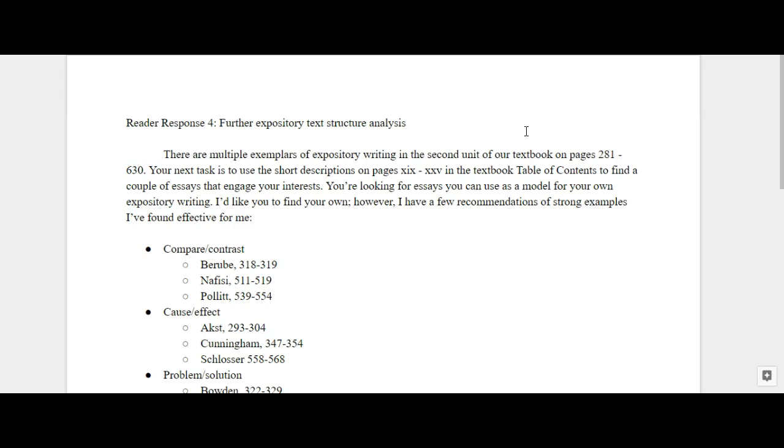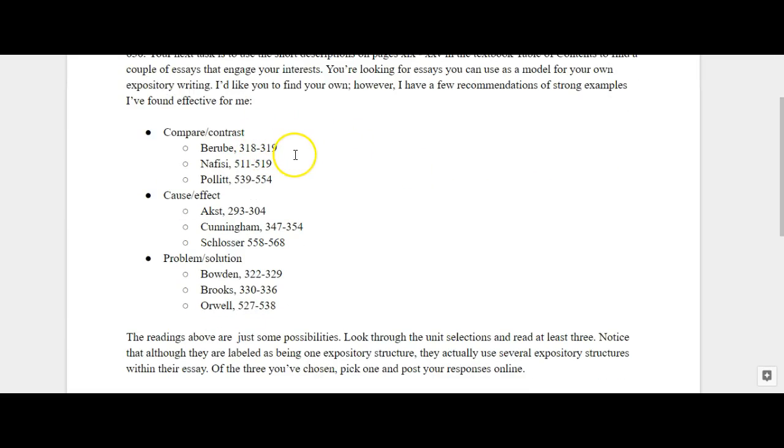So you're looking for essays that you can use, as always, as models for your own expository writing. I'd like you to find your own. However, I do have a few recommendations of strong examples that I have found effective for me. Under Compare Contrast, you have these three authors: Cause and Effect, these three possibilities, and Problem Solution, these three possibilities. Readings are, of course, just possibilities.